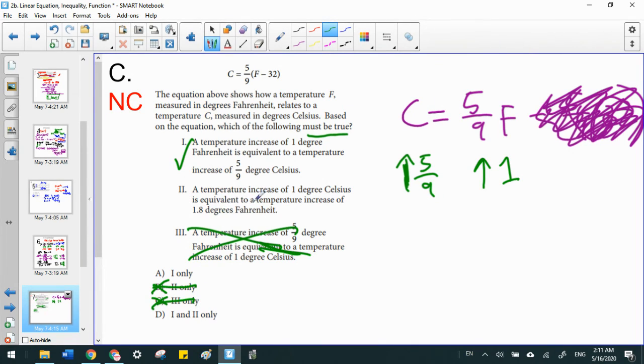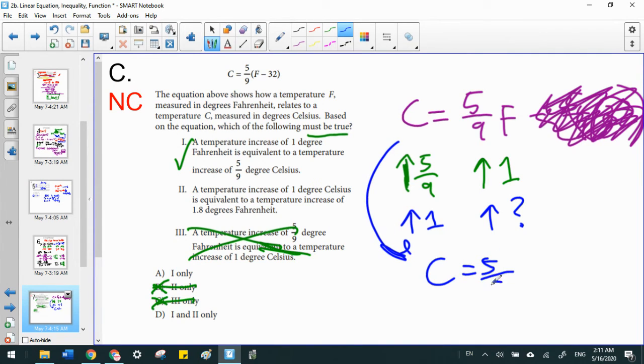So a temperature increase of 1 degree Celsius is equivalent to a temperature increase of 1.8 degrees Fahrenheit. And this time, if you just try to increase Celsius by 1, it gets a little bit harder to think about what happens over here. So then what we're going to do is rework this equation. And that's another advantage of getting rid of that constant, because this is way easier to solve.